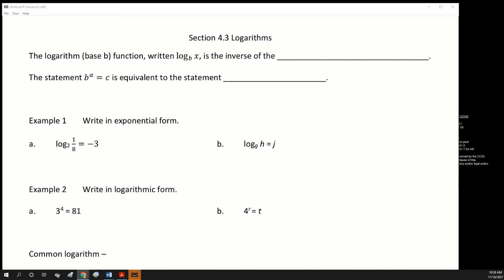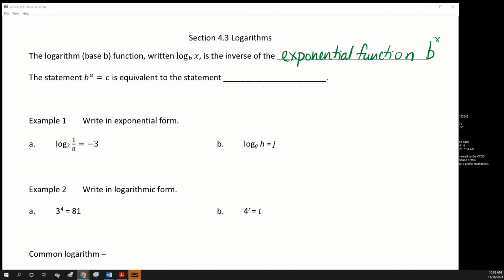All right. So we always talk about logarithms right after we talk about exponential functions because they're inverses of each other. So the logarithm base b function, written log base b of x, is the inverse of the exponential function b to the x. And we'll come back to that at the end of the lesson and use properties of inverses to figure out some things.